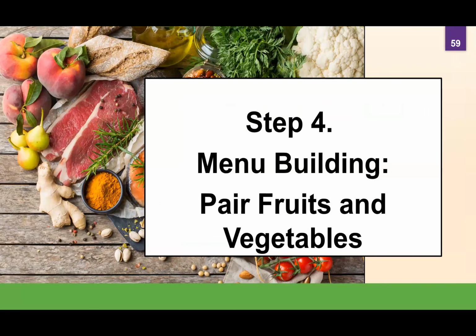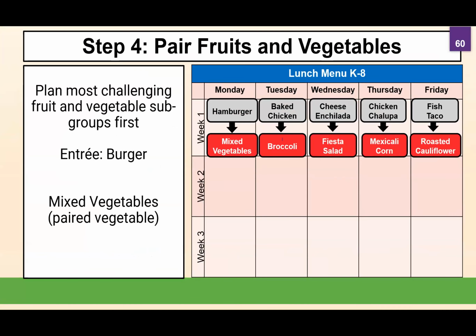The next step would be to pair your fruits and vegetables. So you can see here, they added different vegetables. Again, making sure you are meeting your weekly and daily requirements for your age grade group, and make sure you're meeting your subgroups for your vegetables.